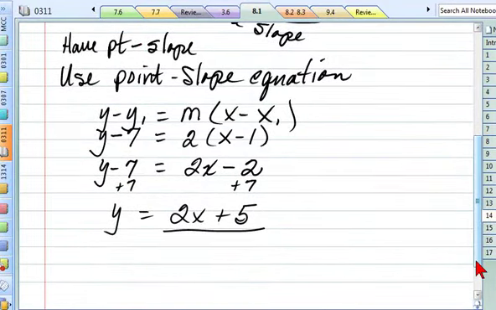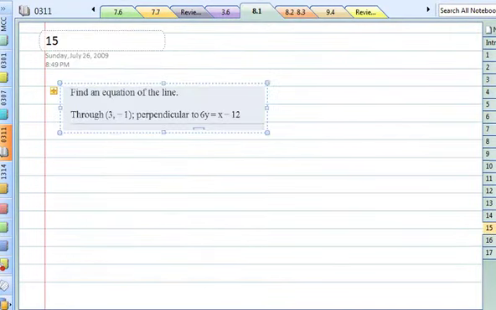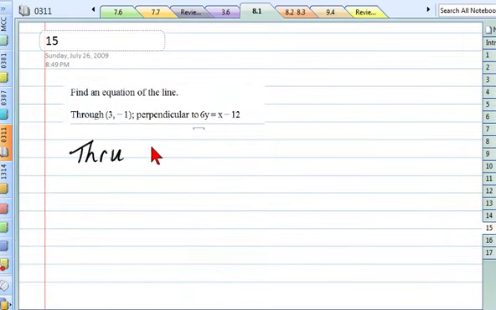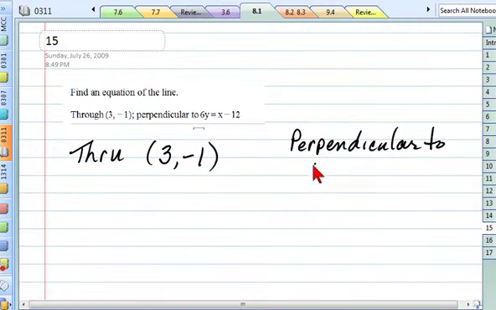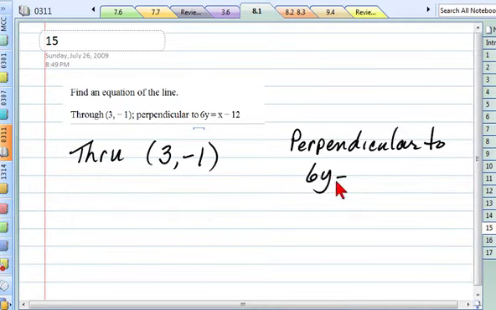Are y'all okay with that, or does anybody have a question? Okay, let's look at 15. Problem 15 says, find the equation of the line that goes through the point (3, -1) and is perpendicular to 6y = x - 12.